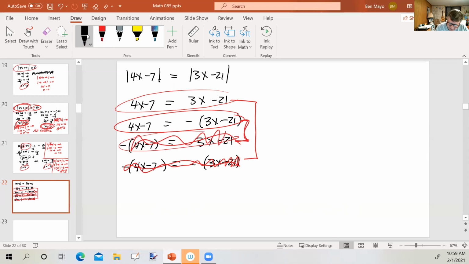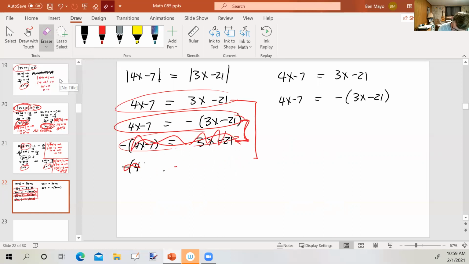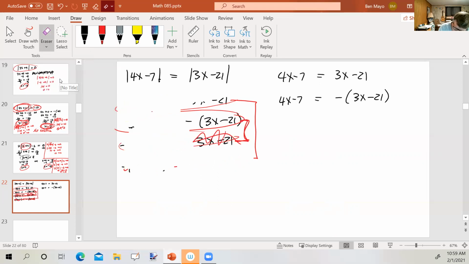So what do we end up having? We basically have what's inside the first one equals what's inside the second one. What's inside the first one equals the opposite of what's inside the second one. Those other two equations, we just get the same solution. All right. Let's go back and let's solve those two.